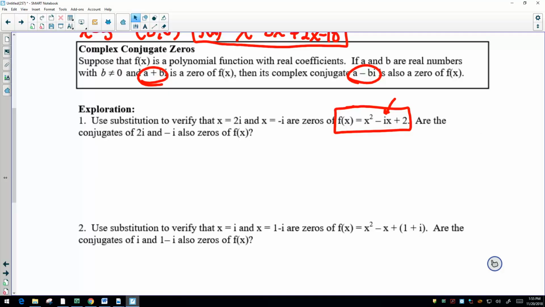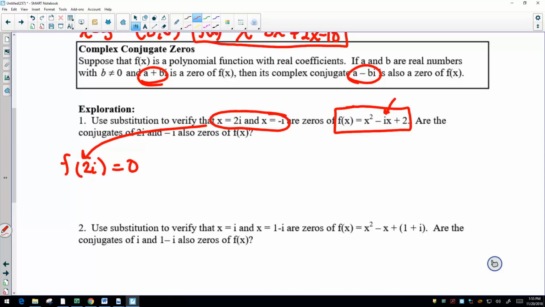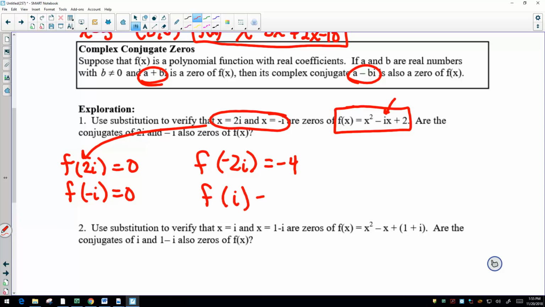So back to our notes, we verified by using our calculator that when we did f of 2i, we got a 0. And when we did f of negative i, we also got a 0. But when we plugged in f of the conjugate, negative 2i, we ended up getting negative 4. And when we plugged in f of the conjugate, which is i, we got 2. So are they also zeros? Nope, they're not.